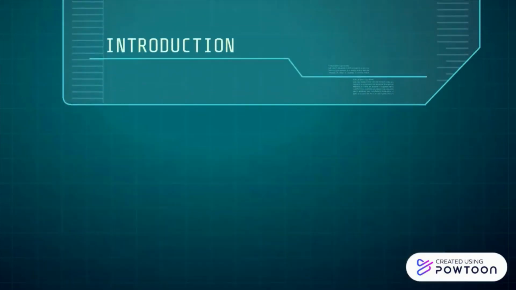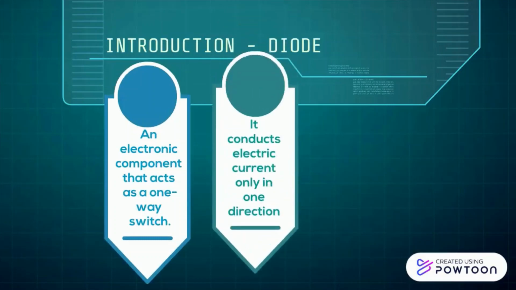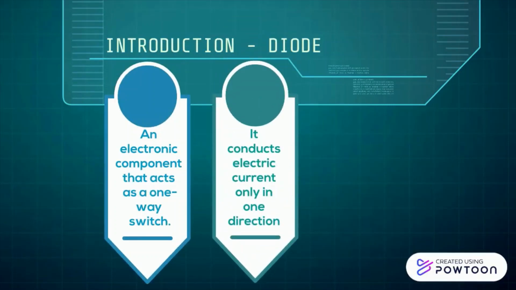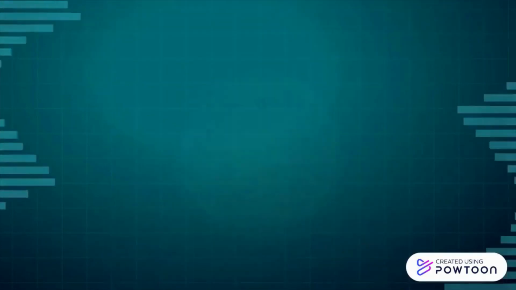Introduction for diode. A diode is an electronic component that acts as a one-way switch. It conducts electric current only in one direction. A diode restricts current from the opposite direction.